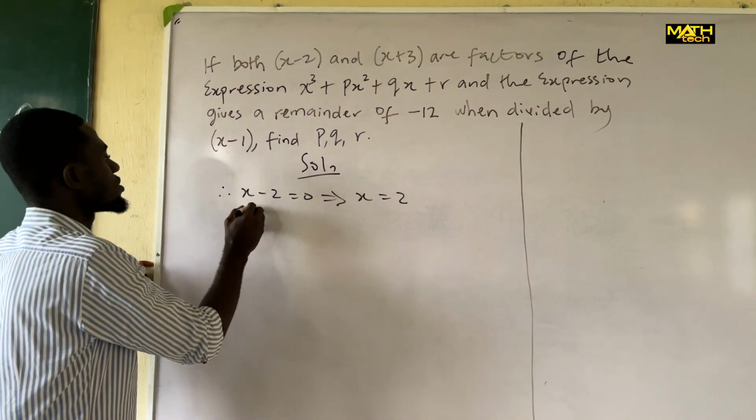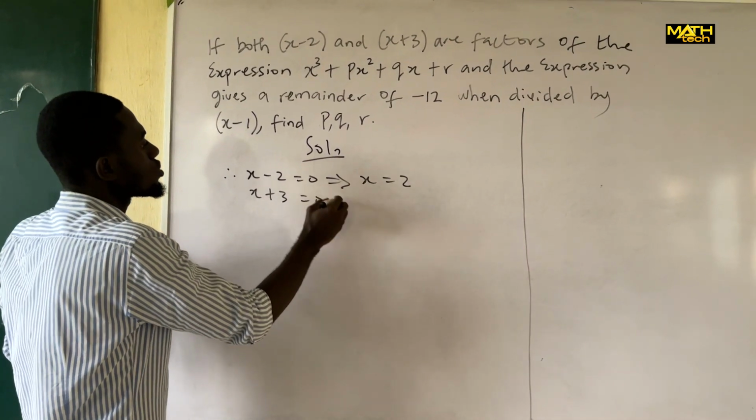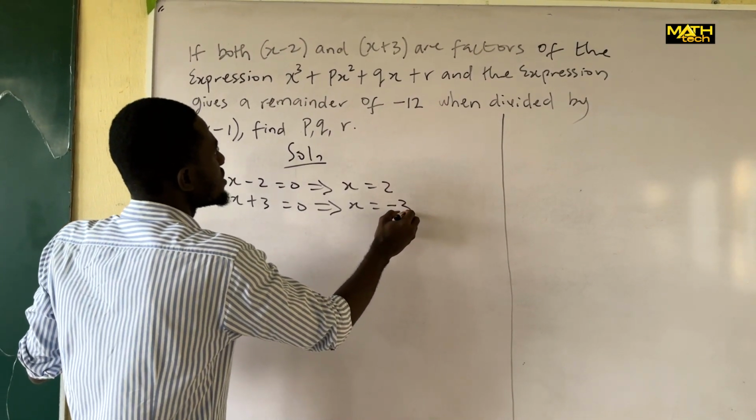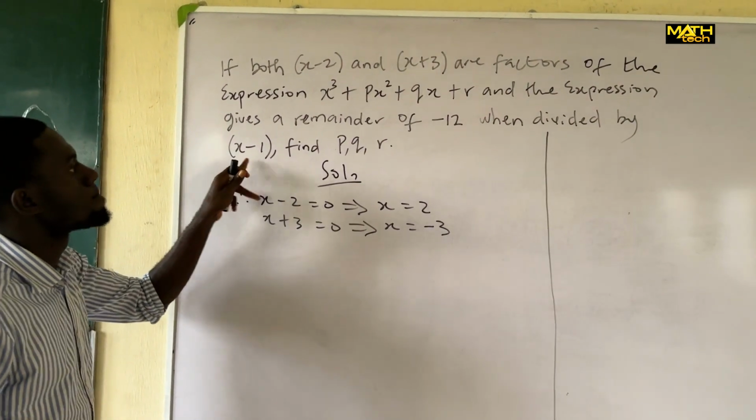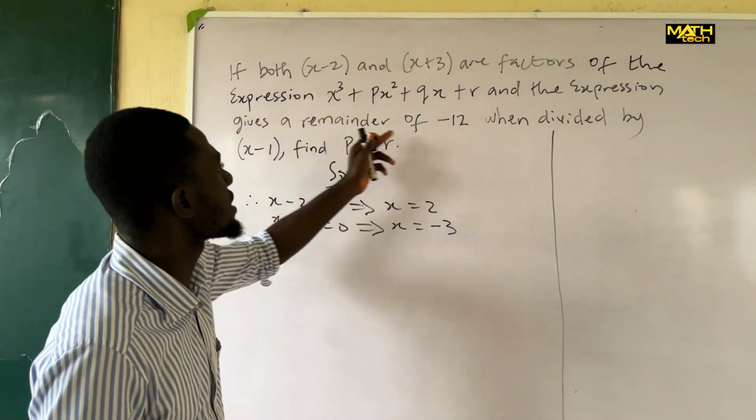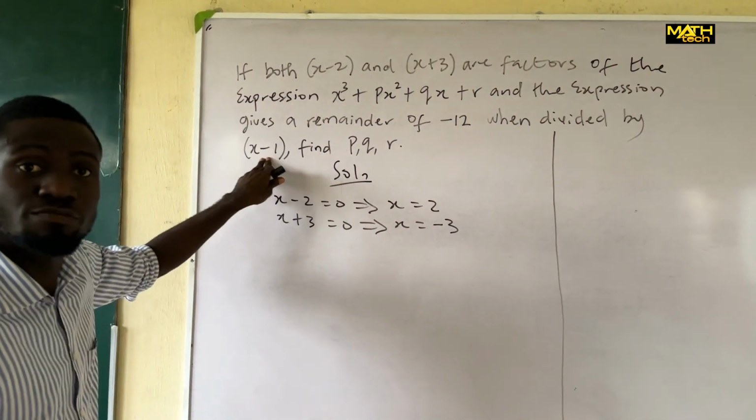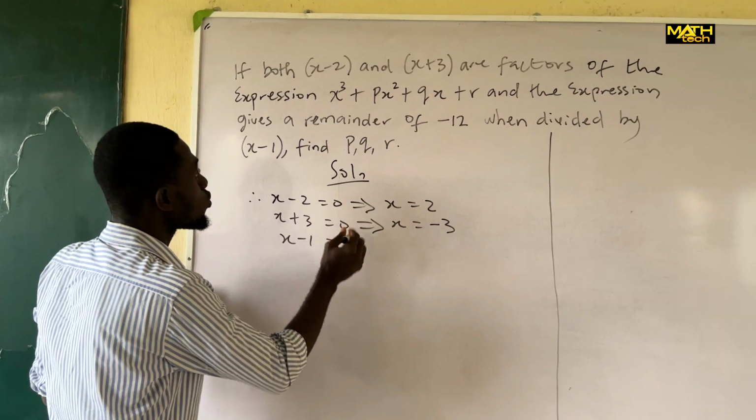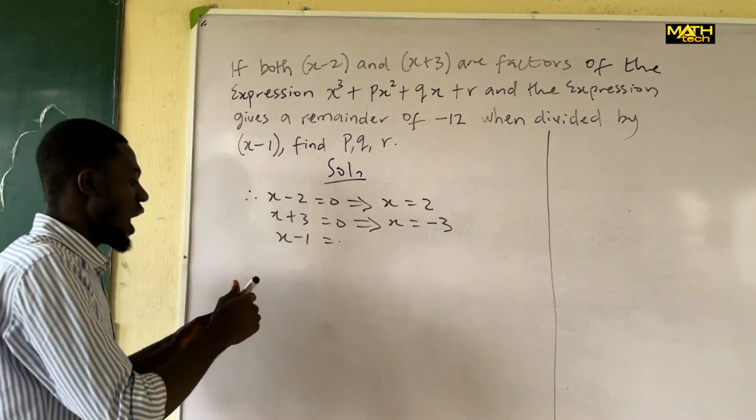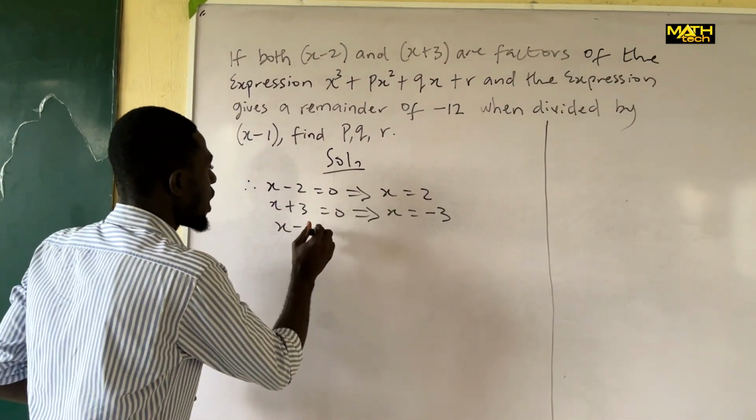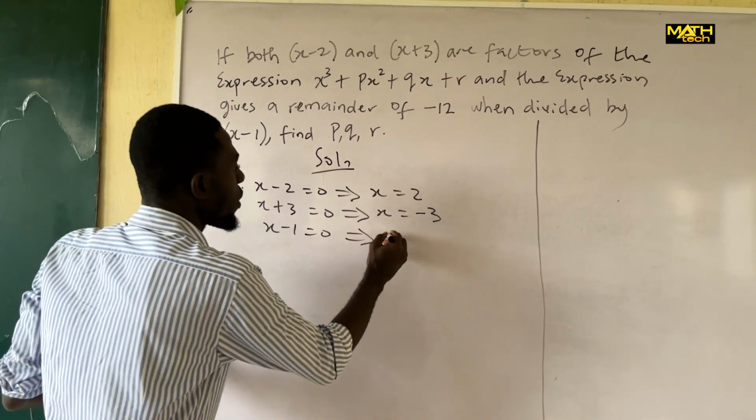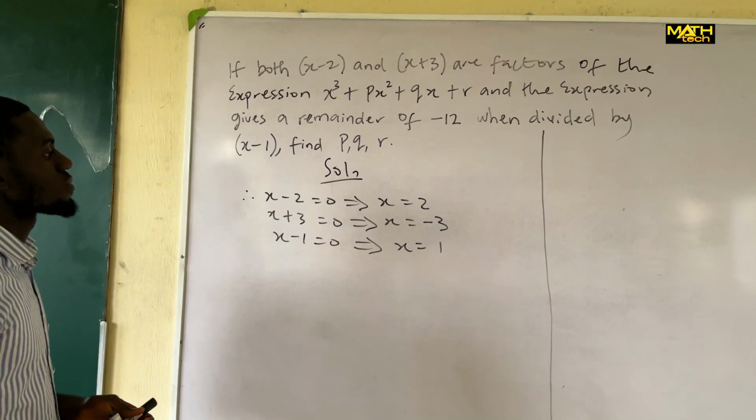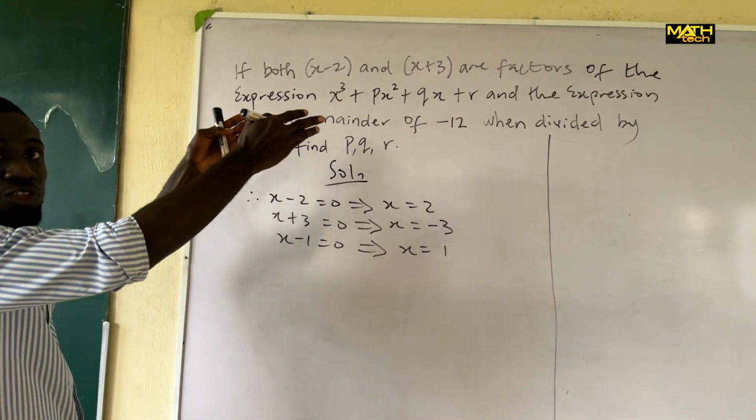And same for x plus 3 equal to 0, which implies that our x is equal to minus 3. And also, the expression gives a remainder of minus 12 when divided by x minus 1. So x minus 1 equal to 0 implies that our x is equal to what? 1. Now, let's understand our question and solve.